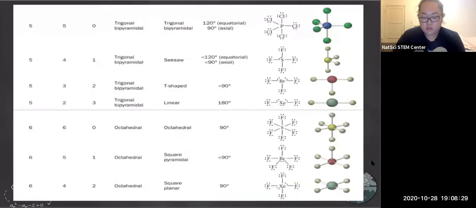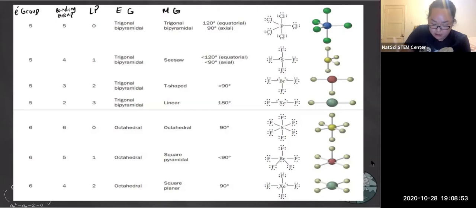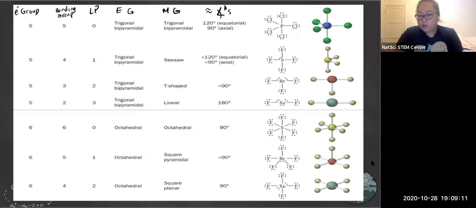Okay, next one. So this is the next part. So this is electron group, bonding group, lone pairs, electron geometry, molecular. I'm just going to write like that. Approximate angles. And the general shape examples right here and how they might look when you build them.